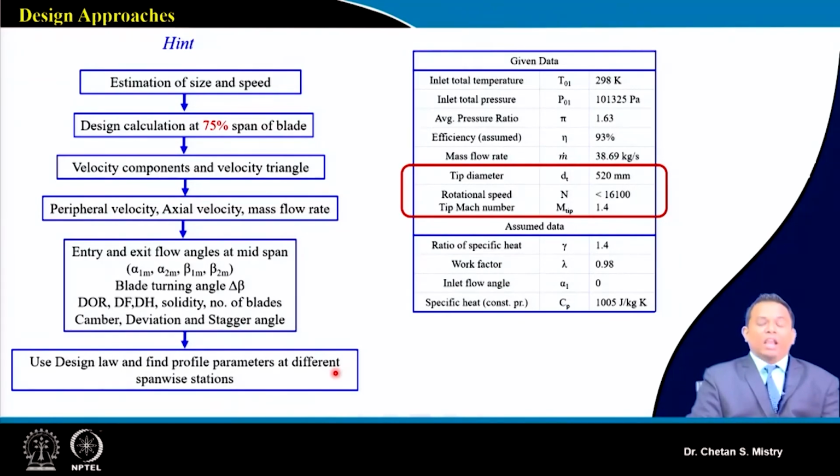Now after doing this calculation at the mid station, we will be applying our design law at different locations, at the entry as well as at the exit. Here in this case it says we need to go with the fundamental design approach, so we will be moving with that part only. For practice, you can even try free vortex design, forced vortex design, or constant reaction design. You need to decide what approach you will be selecting. Specifically for this design, we will be moving with the fundamental design approach.